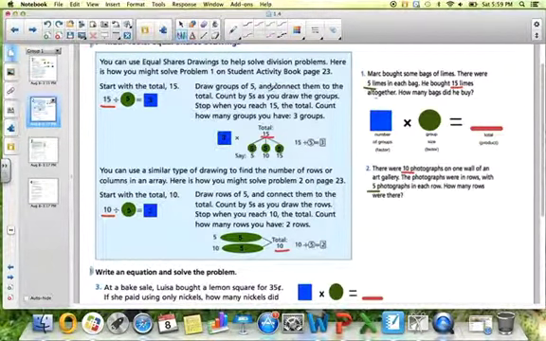Count by 5s as you draw the groups. Stop when you reach 15, the total. Count how many groups you have. Or you can use your fingers to count 5, 10, 15. You have 3 fingers up. So we can find this number.